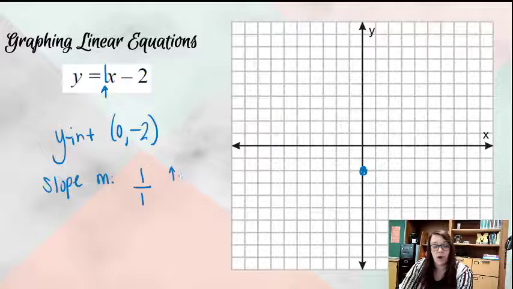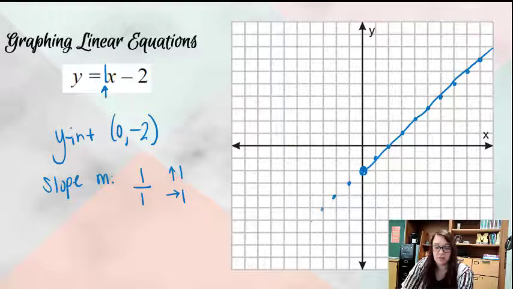So I'm going to go up 1 and right 1. So up 1, right 1, up 1, right 1. All of these diagonal points will be covered, as well as on the other end.